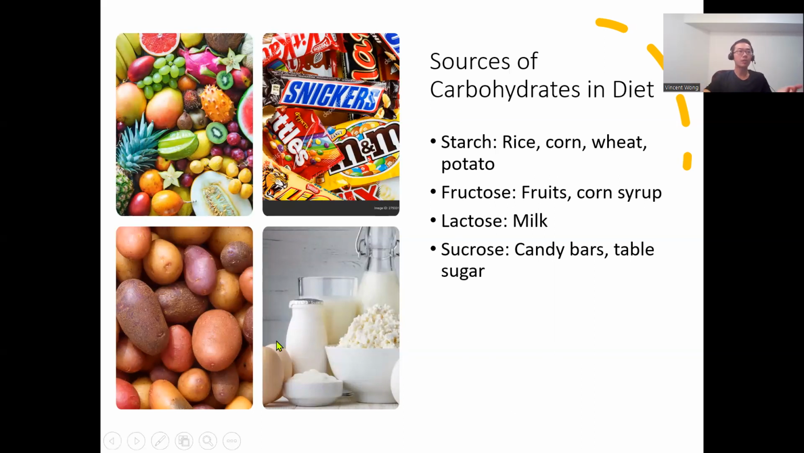You can get it from fruits. Yeah, chia seed, exactly. You can get it from fruits, and that exists in the form of fructose. Corn syrup, of course, is not very natural, but nevertheless is a source of fructose.